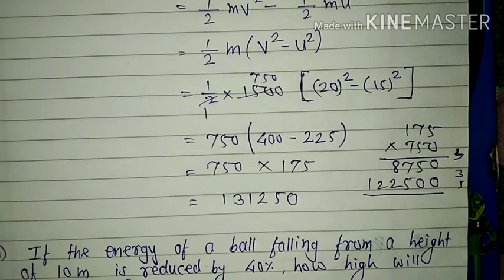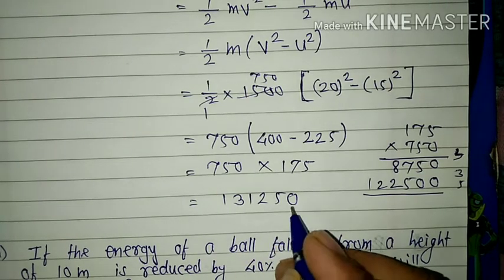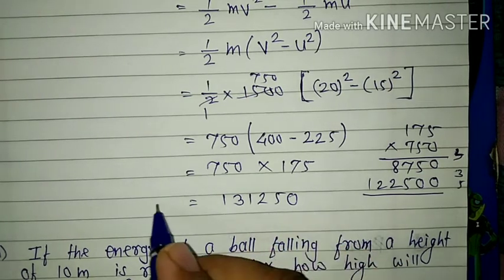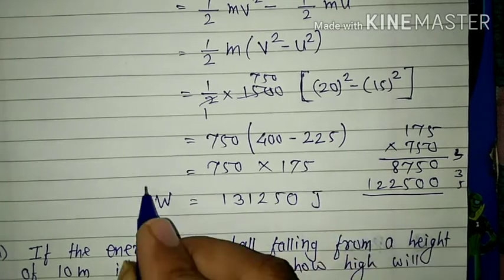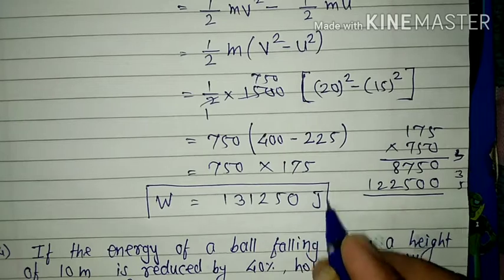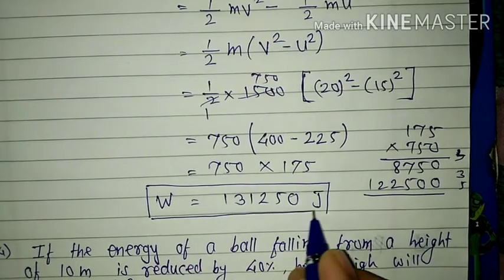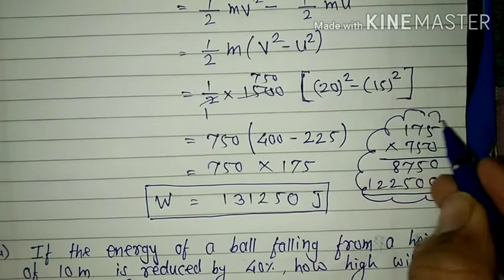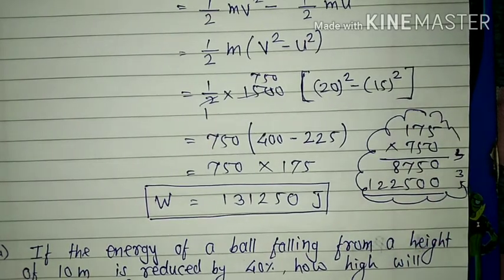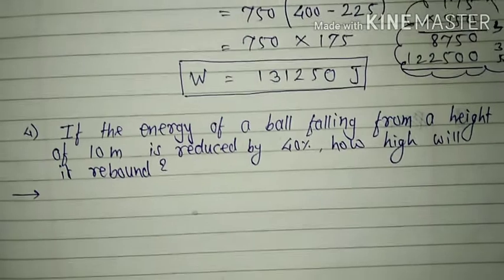It is 1,31,250 work done, and we know that unit of the work done is joule, is equal to, work done is equal to 131250 जूल. ये क्लाउड वाला लिखने का नहीं. Okay, let us see the next example.